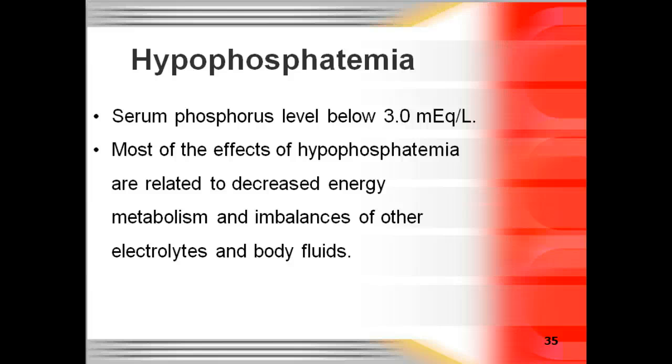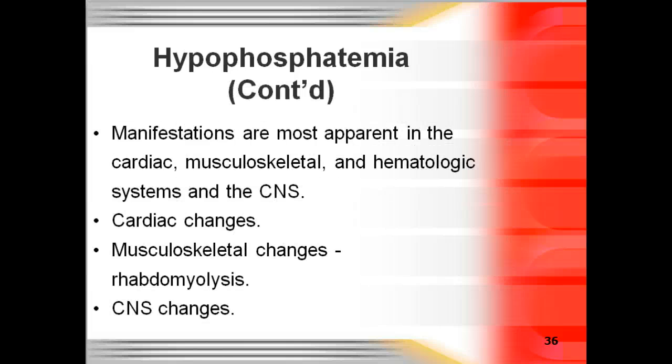The first thing that I'm going to discuss is hypophosphatemia, which is when the serum phosphorus levels are below 3.0 milligrams per deciliter. Most of the effects of hypophosphatemia are related to decreased energy metabolism and imbalances of other electrolytes and body fluids. Hypophosphatemia has several manifestations.